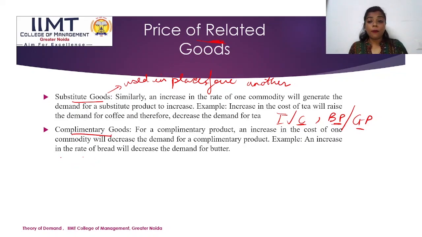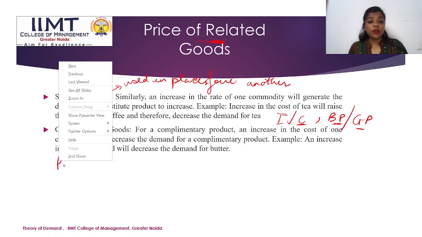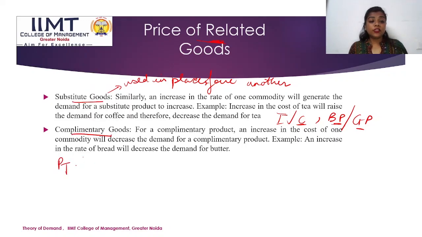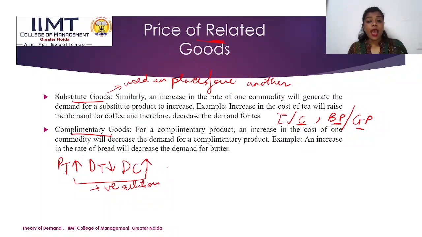Now, if the price of tea rises, the demand for tea will decline, and the demand for coffee will increase. So from here we can say that there is a positive relation between substitute goods' price and demand. If the price of tea decreases, the demand for coffee will automatically decrease. If the price of tea decreases, people will demand more tea.